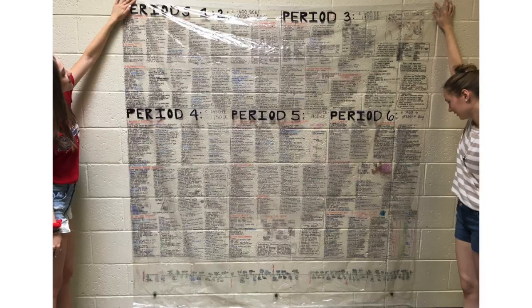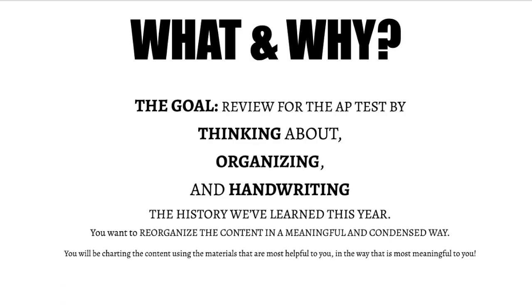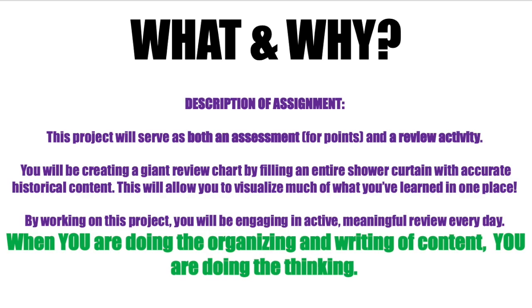This is from a previous year, but you can see from these photos a general idea. The goal of this is to review for the AP test by thinking about, organizing, and handwriting the history that we've learned so far this year. You want to reorganize the content in a meaningful and condensed way. You'll be charting the content using the materials that are most helpful to you in a way that is most meaningful to you. This project will serve as both an assessment and a review activity.